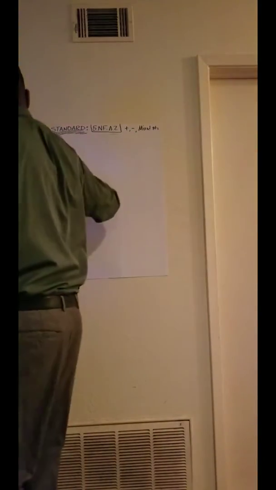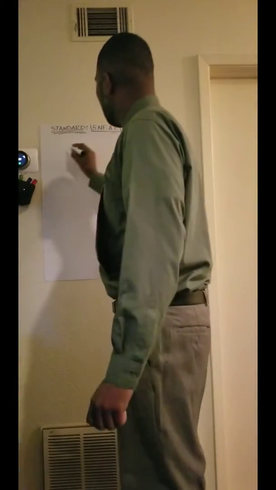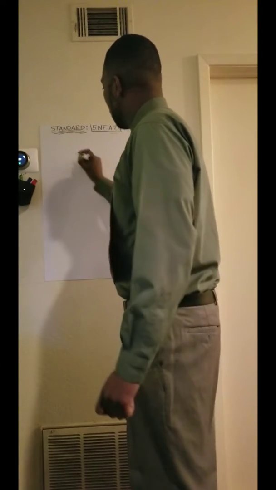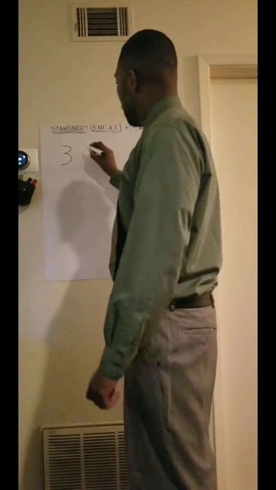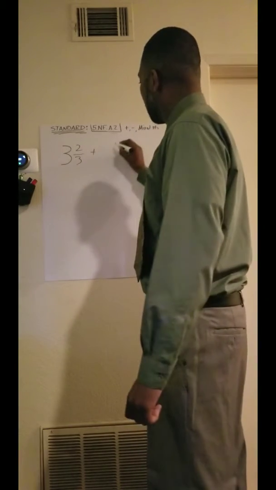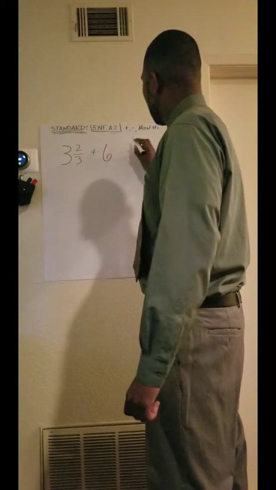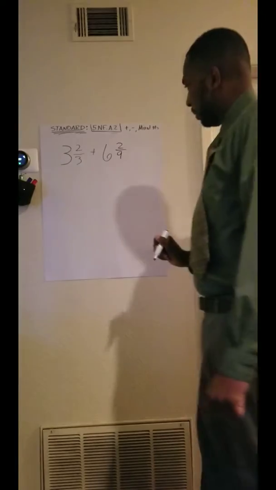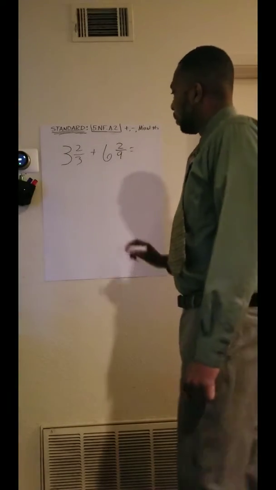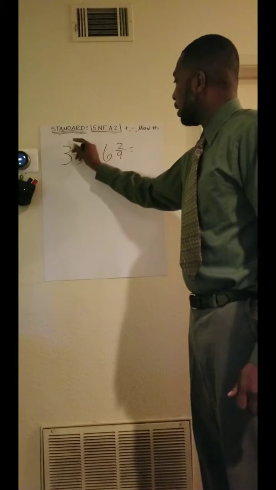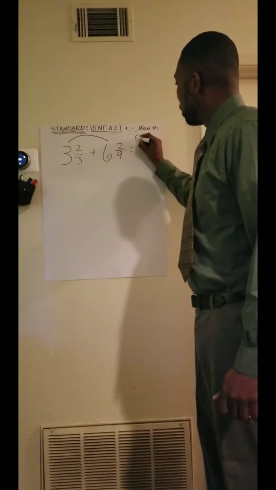All right. So this time I'm going to do kind of large for you. 3 2/3 plus 6 2/9. Okay? What's the first thing we're going to do? Get the easy one out of the way. 3 and 6. 3 plus 6 is 9.